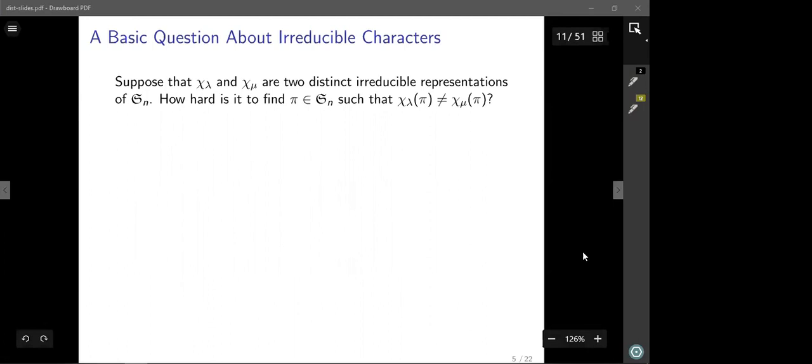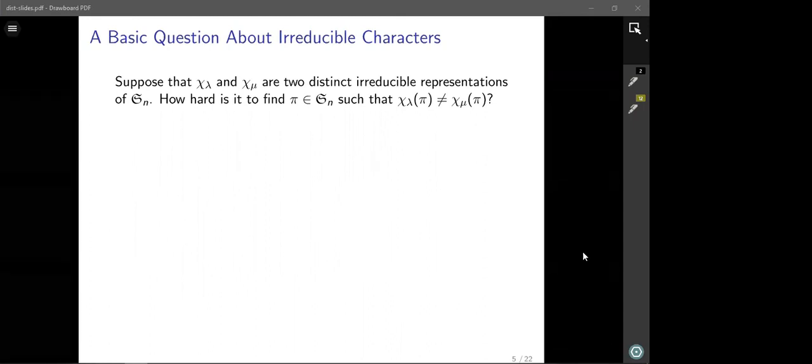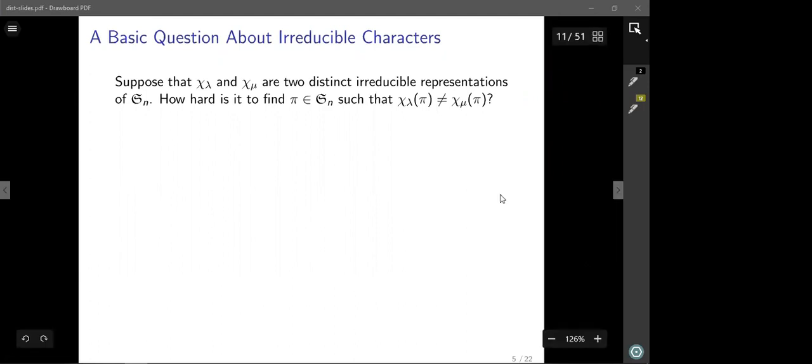Okay, so in particular, here's a basic question about irreducible characters of the symmetric group that I am interested in. Suppose you have two distinct irreducible representations of Sn. So they're indexed by distinct partitions, lambda and mu. Well, that means that they differ on at least one permutation of Sn. There has to be some pi in Sn such that they're different. But how hard is it to actually come up with such a thing? If I give you lambda and I give you mu, how hard is it to come up with some pi where these two values differ?